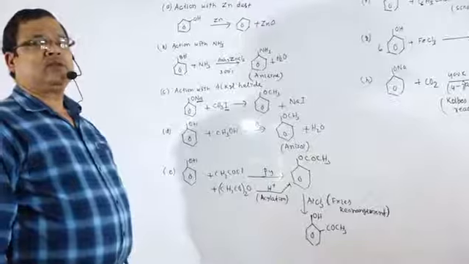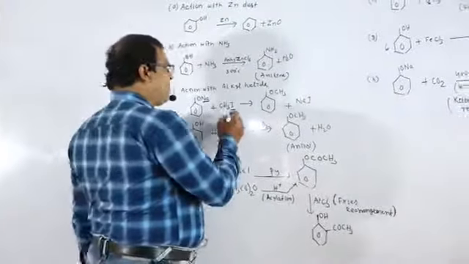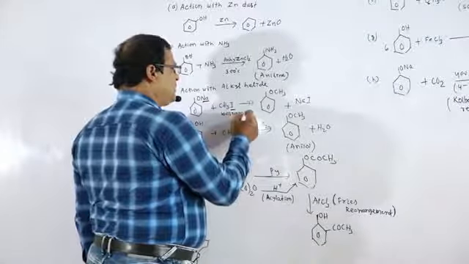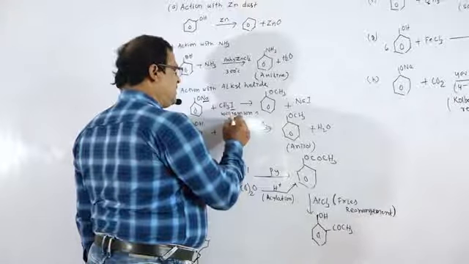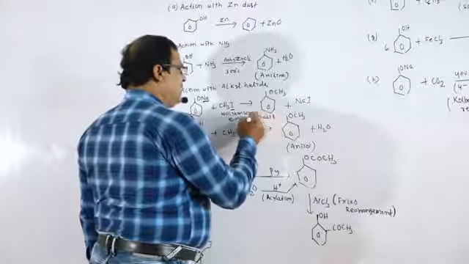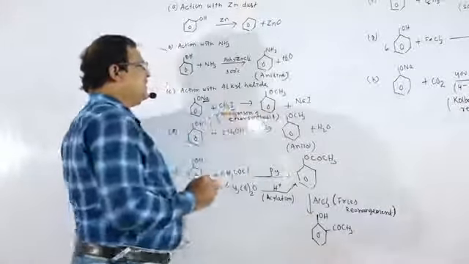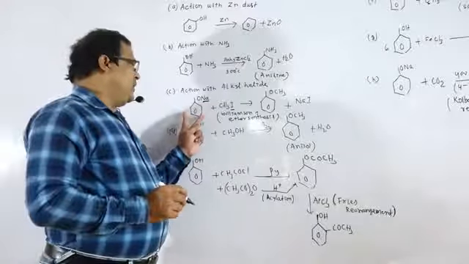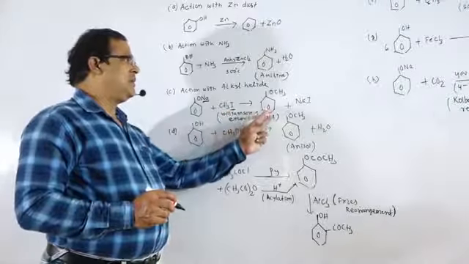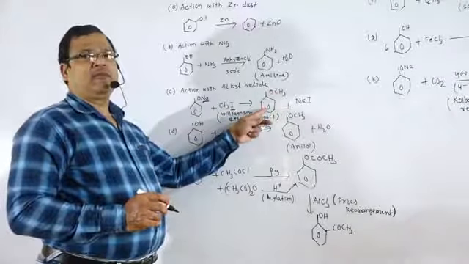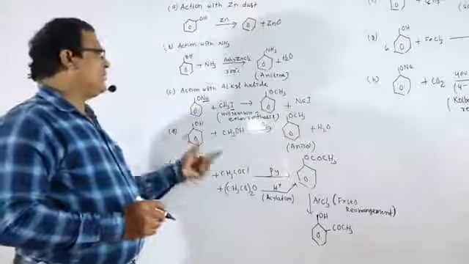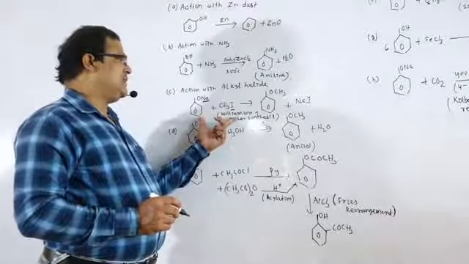And this reaction is known as Williamson's ether synthesis. Sodium phenate treated with an alkyl halide gives the formation of methoxybenzene, otherwise known as anisole, and this reaction is Williamson's ether synthesis.